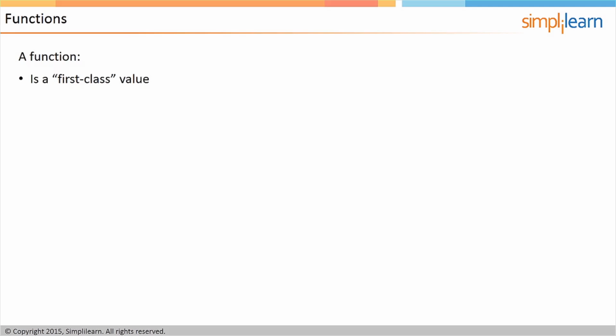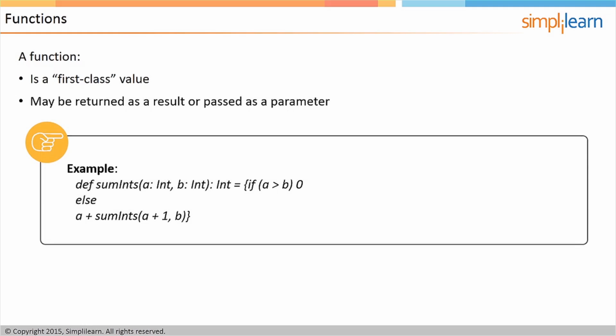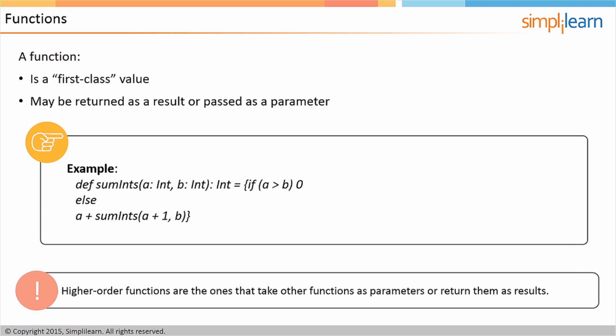In Scala, a function is a first-class value. Therefore, like other values, these can be returned as a result or passed as a parameter. An example to define such functions is given on the screen. Note that higher-order functions are the ones that take other functions as parameters or return them as results.